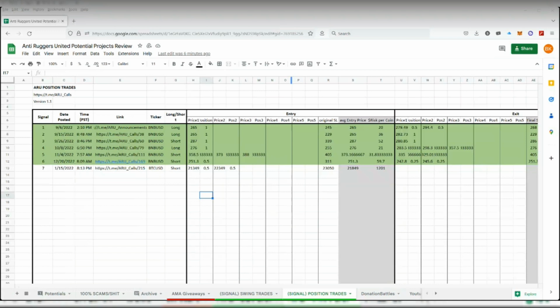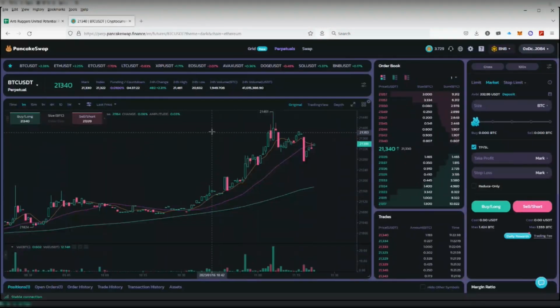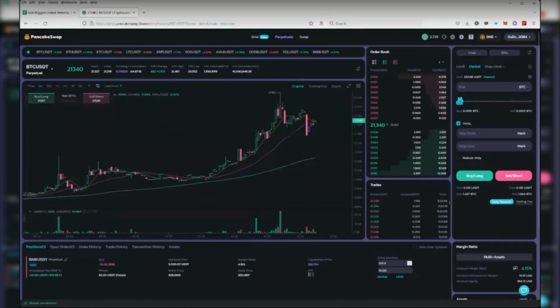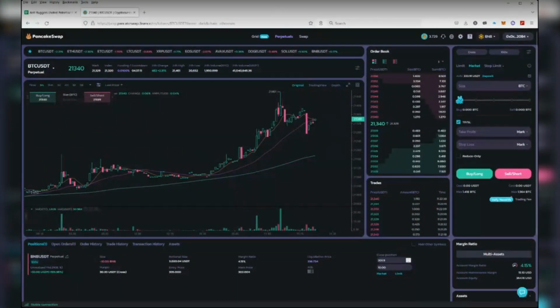Okay. Okay, can you guys see now? BTC. Yeah. Okay. Make it bigger. Got my wallet connected.